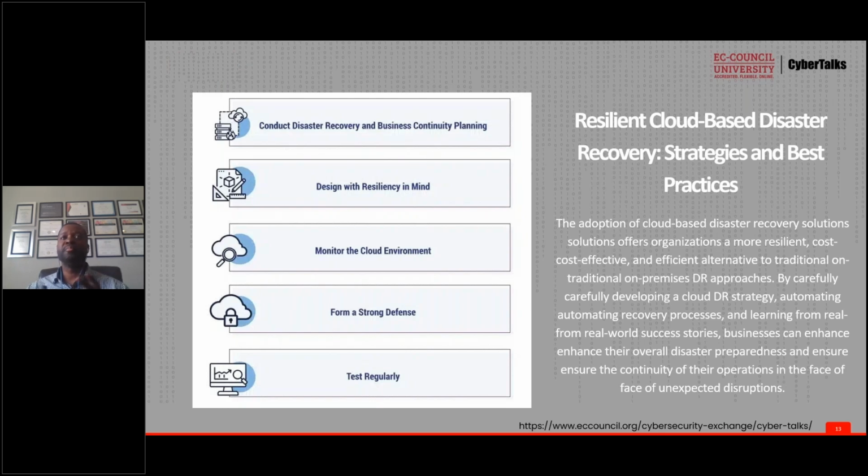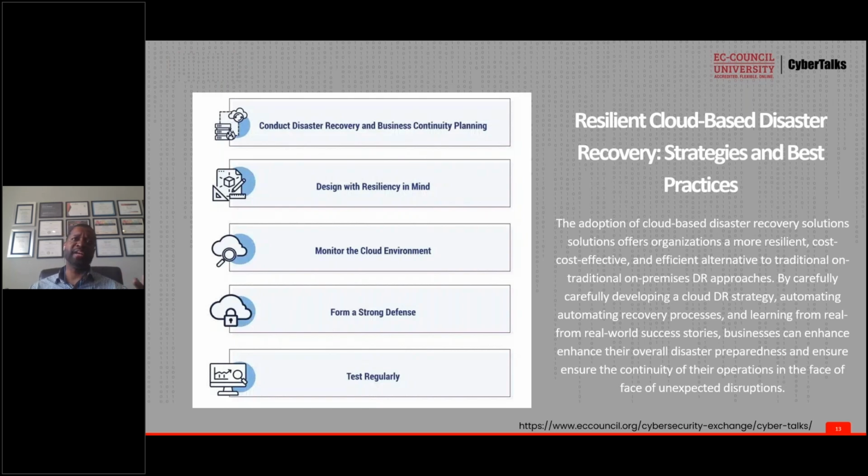We also want to monitor. I can't stress that enough. Especially in the cloud, visibility is key. Real-time monitoring helps detect anomalies early and ensures your recovery strategy is always ready to activate.